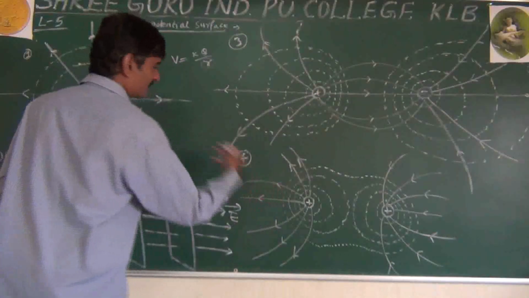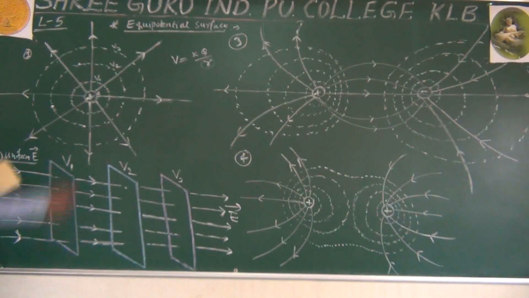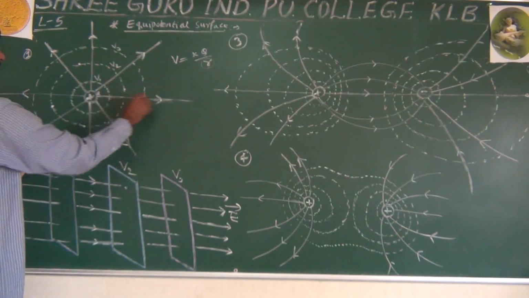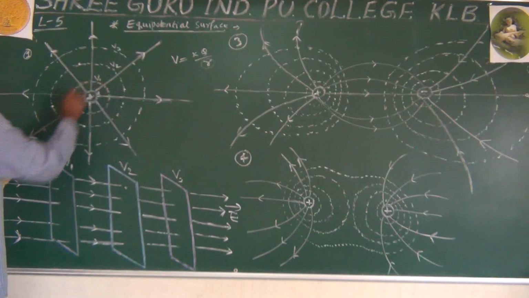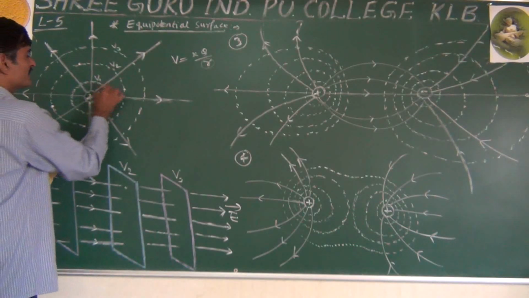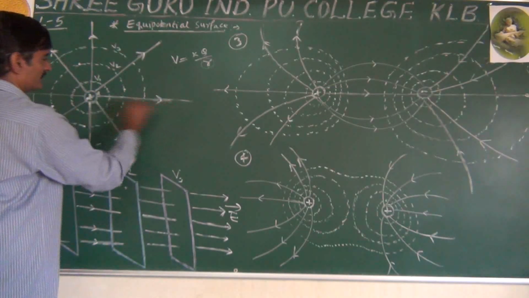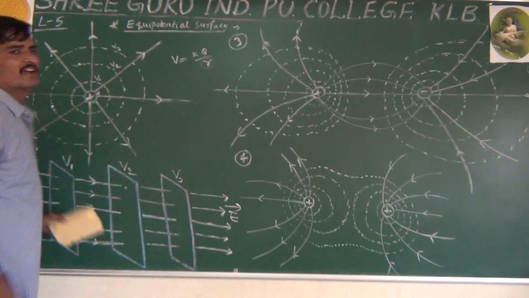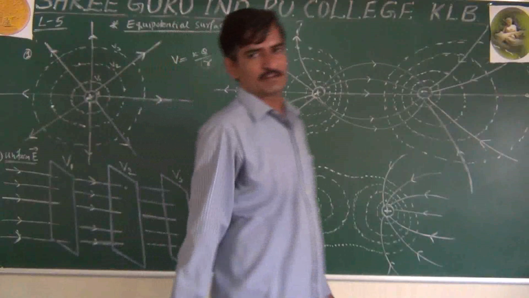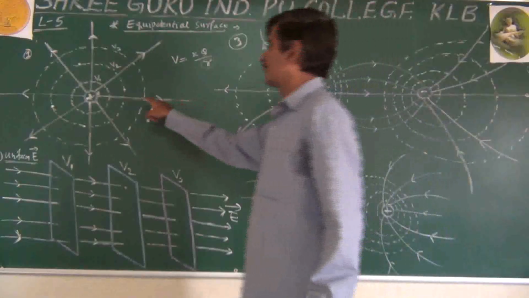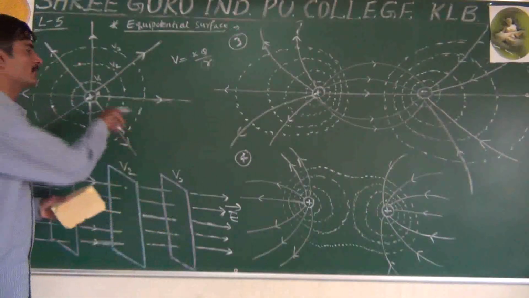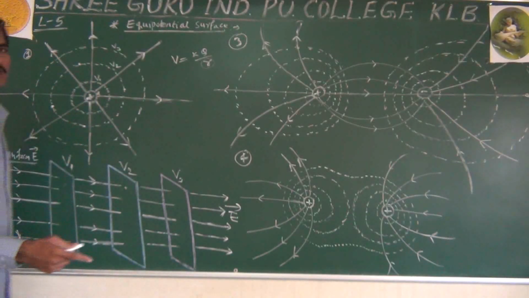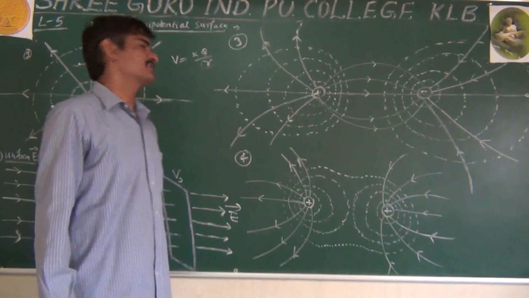Let us see how that works. If you see here, the equipotential surfaces are drawn like this, and the lines drawn perpendicular to the equipotential surface give the direction of the electric field. The line drawn perpendicular to the equipotential surface will be the direction of the electric field, and the electric field will be perpendicular to the equipotential surface.